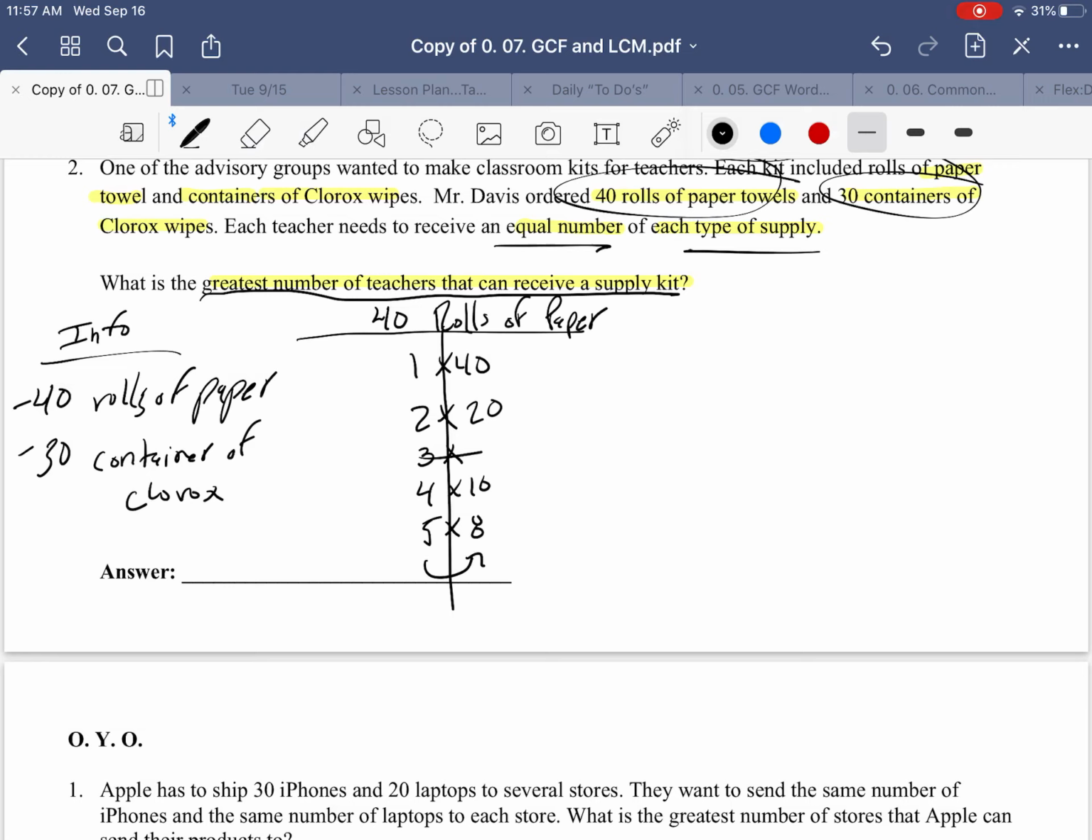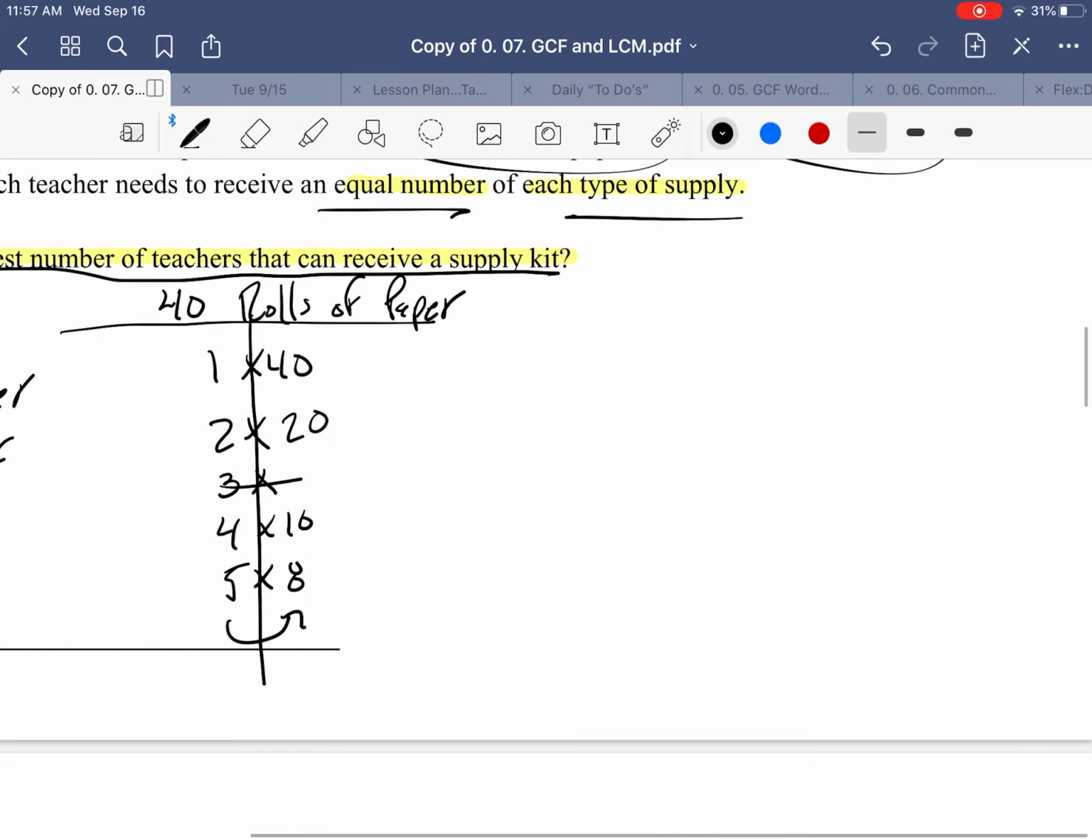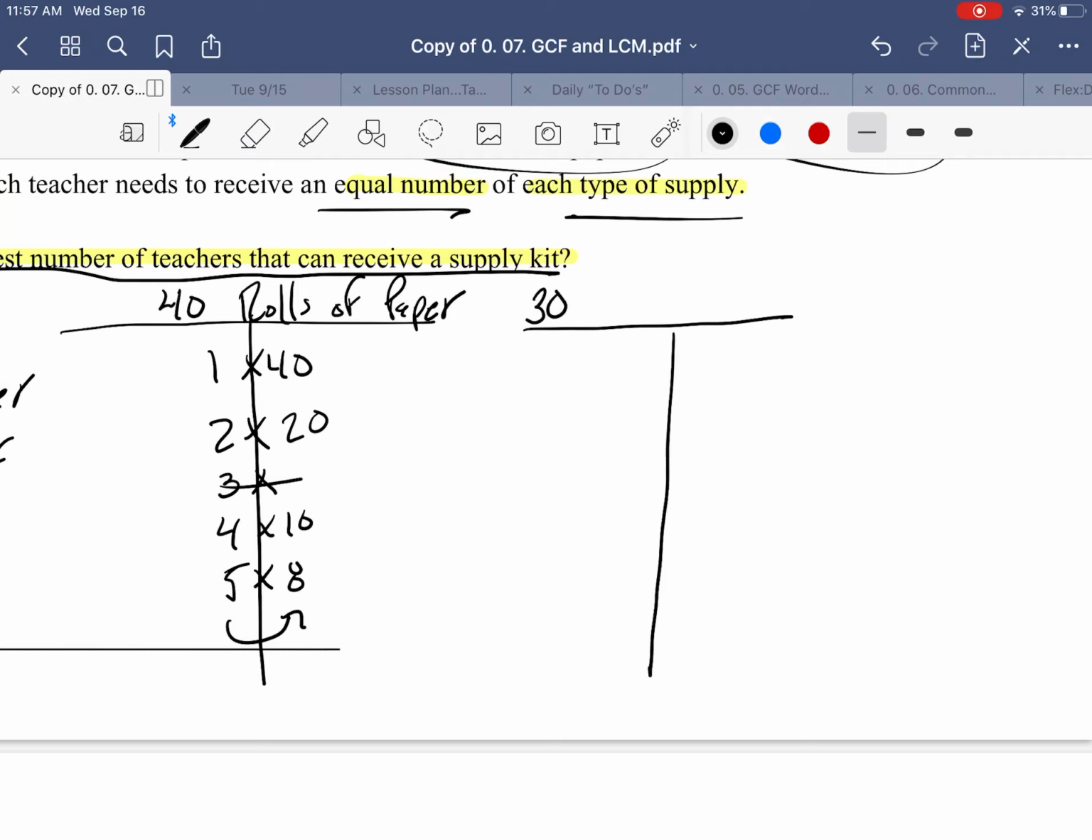Next up, our containers. Same thing. We create our T-chart. We have our 30 containers, and our factor pairs are 1 times 30, 2 times 15, 3 times 10, 30 is not divisible by 4, and then we have 5 times 6. If we keep going, 6 times 5, it repeats. So we don't actually have to list that one, and it repeats. Now, we have identified all our factor pairs.